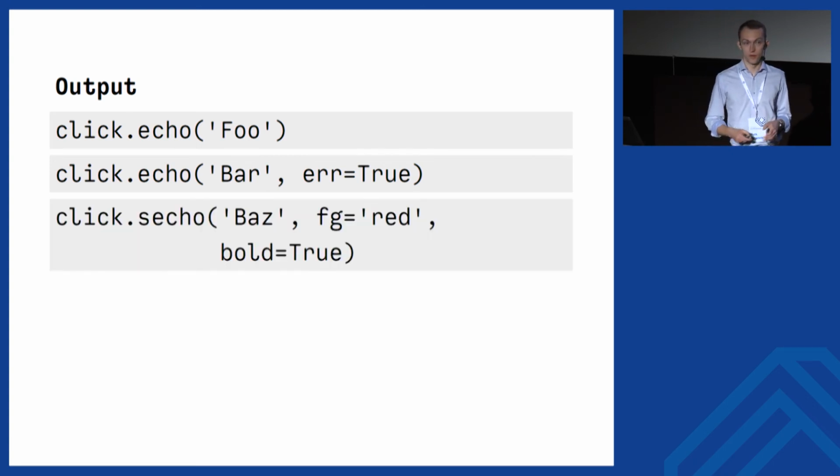You can format the output with the secho function. So you can set the text color to red, for instance, and make it bold, which makes printing a nice readable output that simple.